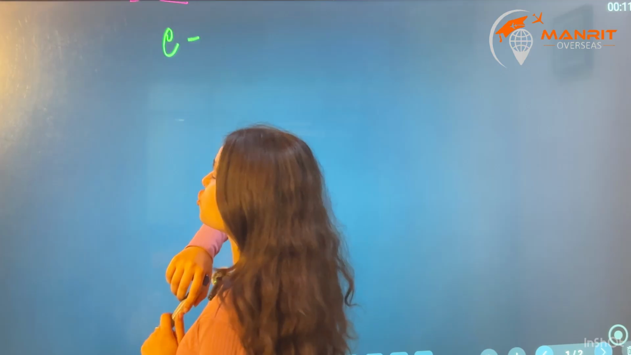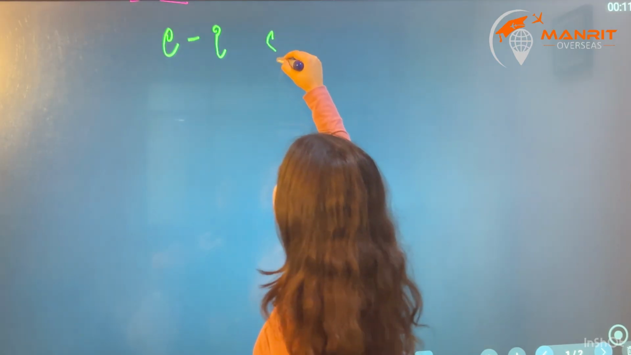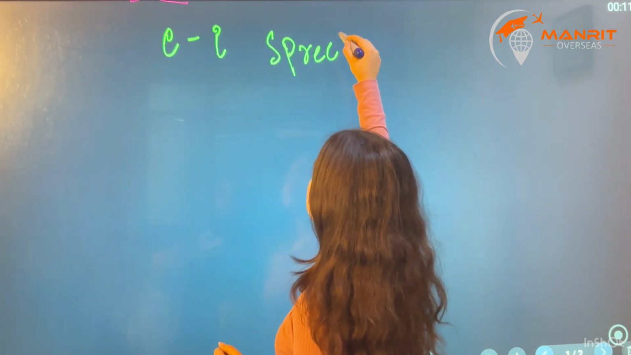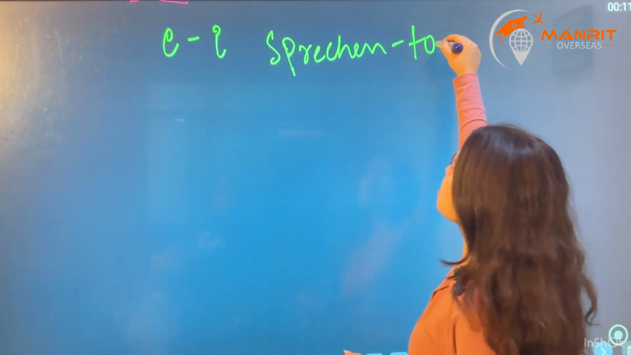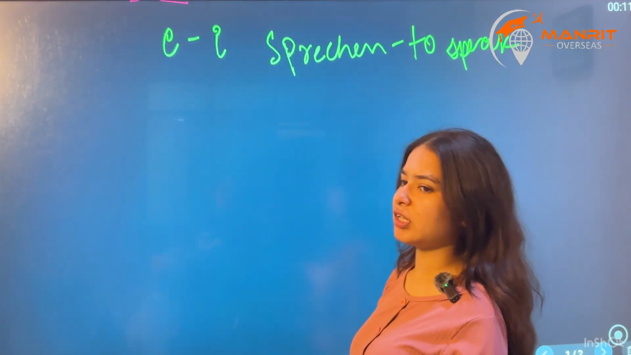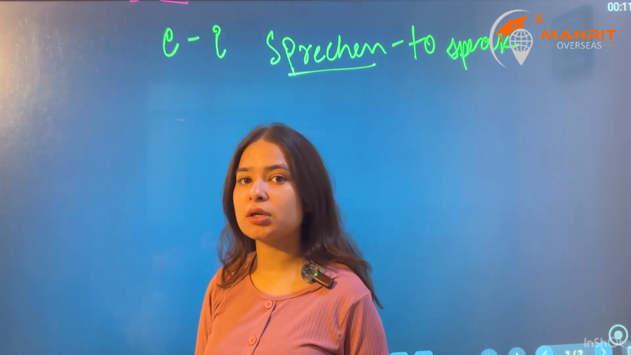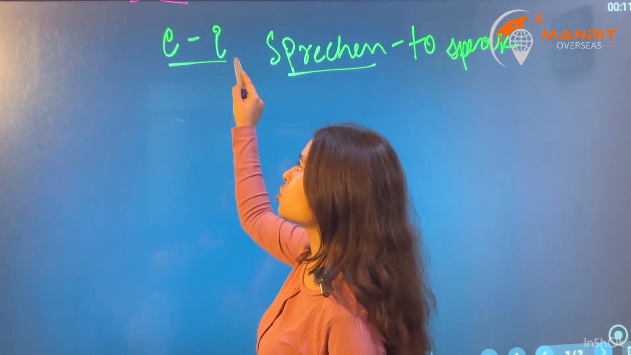Okay, so just now we did an example of an irregular verb where e changes to ie. Now I will show you an example where e changes to i. For that you have a verb called sprechen. Sprechen is a verb that means to speak. For example, I am speaking, you are speaking, he is speaking. This is also an irregular verb. The rule is e changes to i.